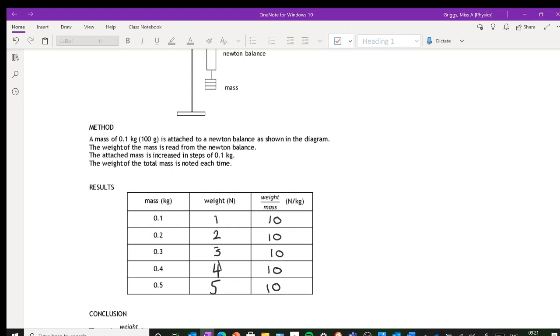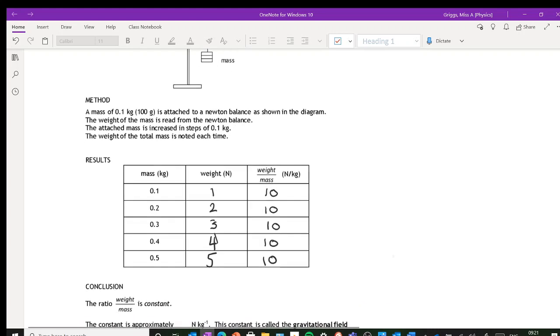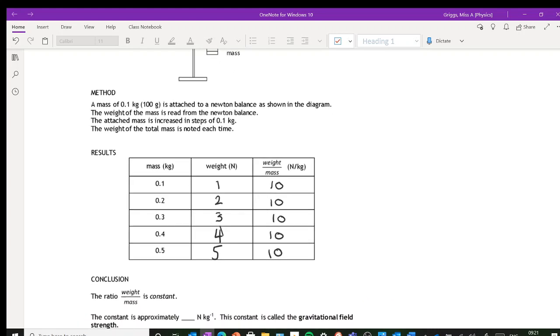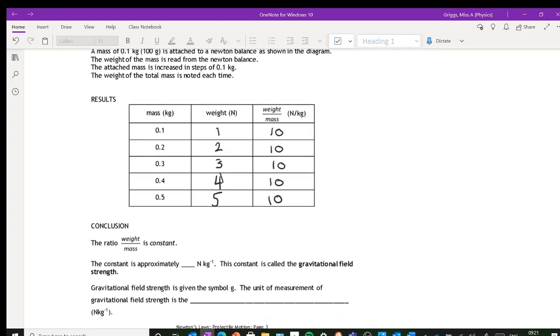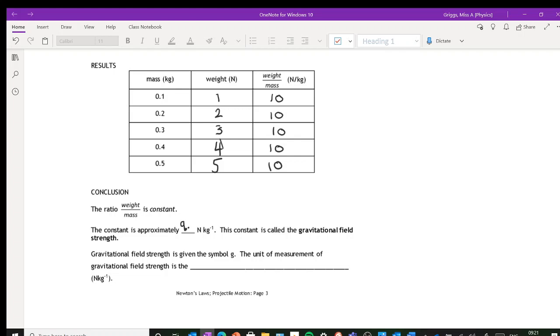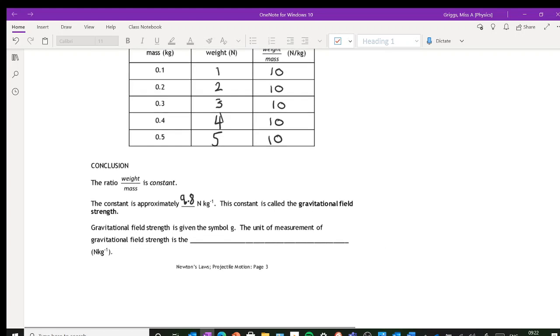So when you were in second year, you would have used the gravitational field strength as 10 newtons per kilogram. So the ratio weight divided by mass is constant. It's constantly around about 10. But in National 5, you start to use it as 9.8 newtons per kilogram. So this is called the gravitational field strength. So where you have previously used 10, you'll now use 9.8.